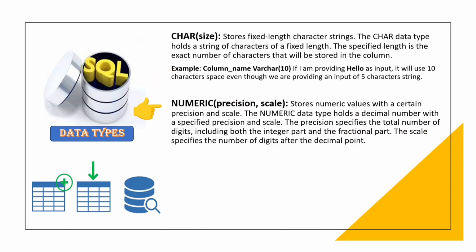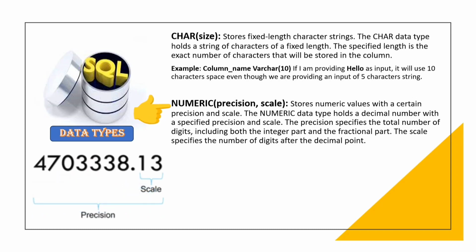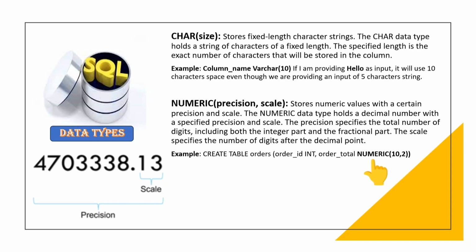The next comes numeric, where we need to define the precision and scale. It stores the numeric value with a certain precision and scale. The numeric data type holds a decimal number with a specified precision and scale. The precision specifies the total number of digits, including both the integer part and the fractional part. The scale specifies the number of digits after the decimal point. So let's check the syntax, how we need to define the numeric data type. Here you can see we are providing order underscore total, which is the column name, and the data type will be numeric, and in brackets we are providing 10, 2, which is precision and scale.